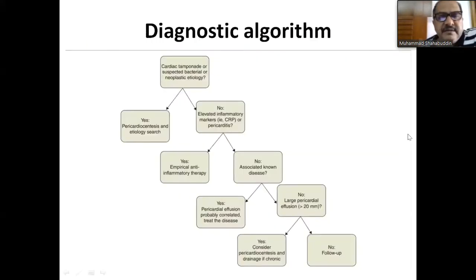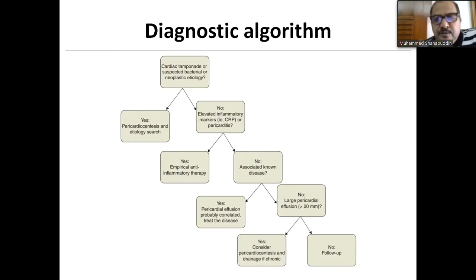And this is a diagnostic algorithm. Is there cardiac tamponade or suspected bacterial or neoplastic etiology? If yes, there should be pericardiocentesis and etiology search with its diagnostic methods. If there is no such evidence of tamponade or suspected bacterial or neoplastic etiology, then look for elevated inflammatory markers such as CRP and pericarditis. If it is pericarditis or elevated CRP, then give empirical anti-inflammatory therapy. And if it is not, but it is associated with a specific disease, we will go for a specific disease search and treatment.